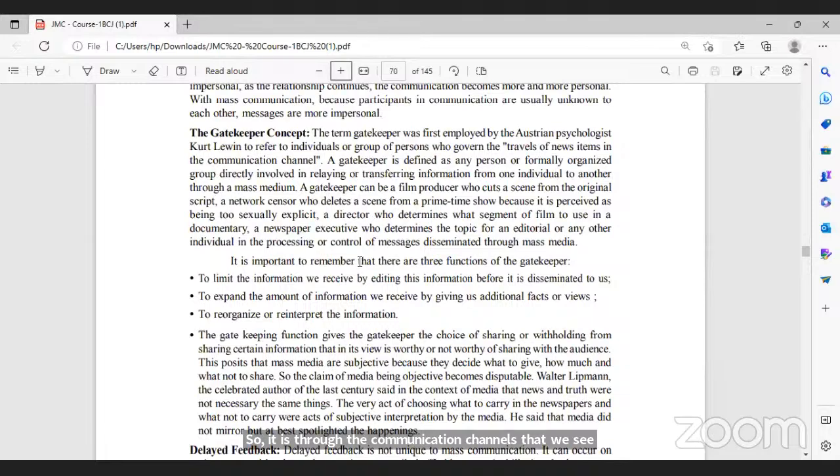But we see that there is certain information being passed to the viewers, listeners or readers. So when we come back to this gatekeeping concept, according to Kurt Lewin, it refers to individuals or groups of persons who govern, or rather see what is going to be in your content. So a gatekeeper is defined as any person or formally organized group directly involved in relaying or transforming information.